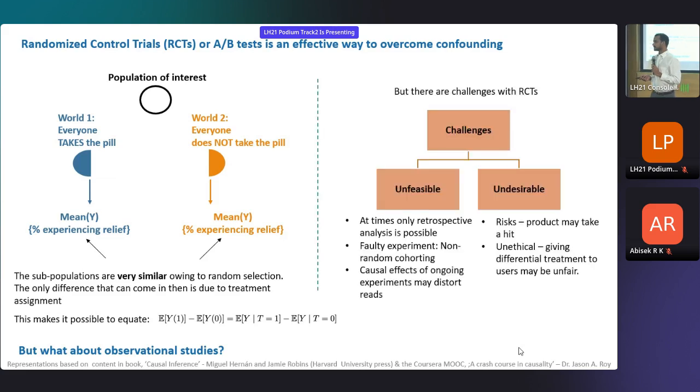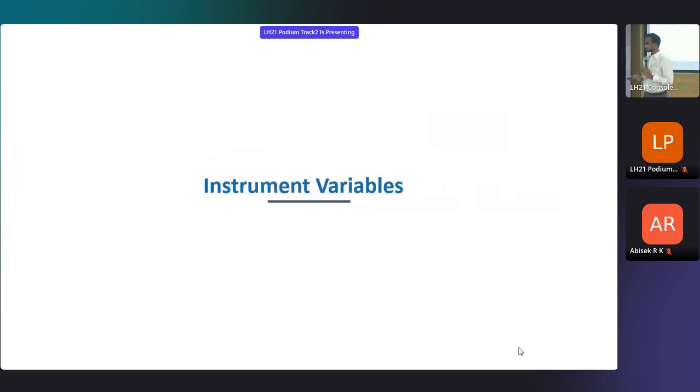This is one challenge, and on top of it, RCTs may be unfeasible. They may be very high cost experiments, there are a lot of risks, and there may be ethical reasons. You cannot force a non-smoker to smoke to study the effect of smoking. So we have ways to get around this for observational studies.